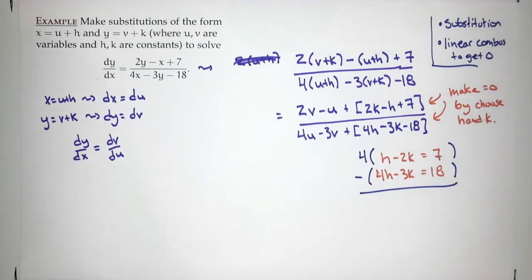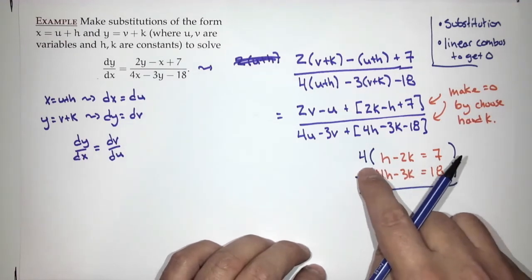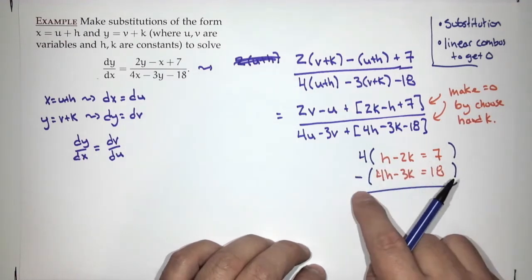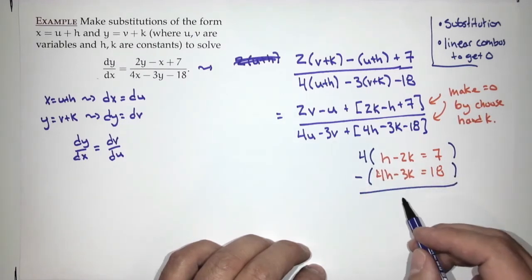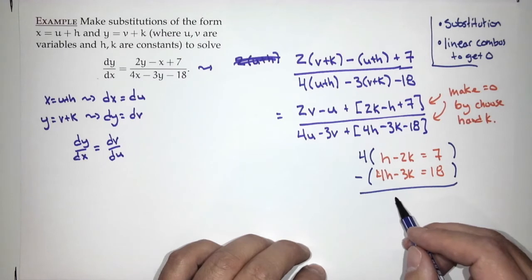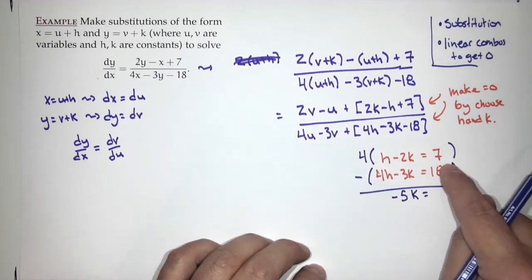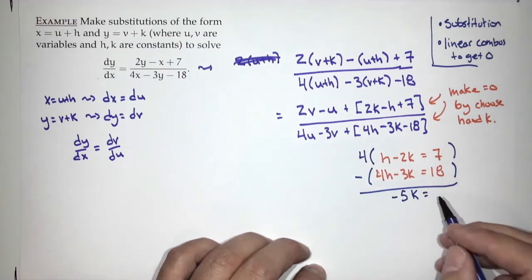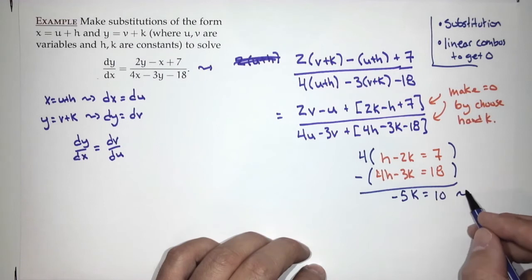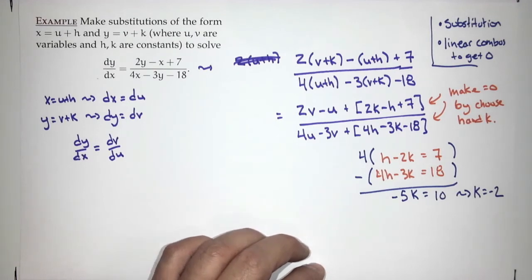Gone. Beautiful. All right, now let's see about the k's. What do we have? Minus 8k plus 3k. So be careful with the signs. Giving us a total of minus 5k. Equals 4 times 7? 28. Minus 18? Gives us 10. So what can we say about k? K is negative 2.